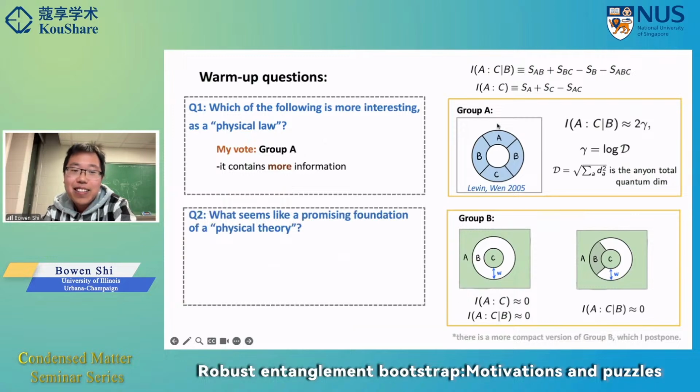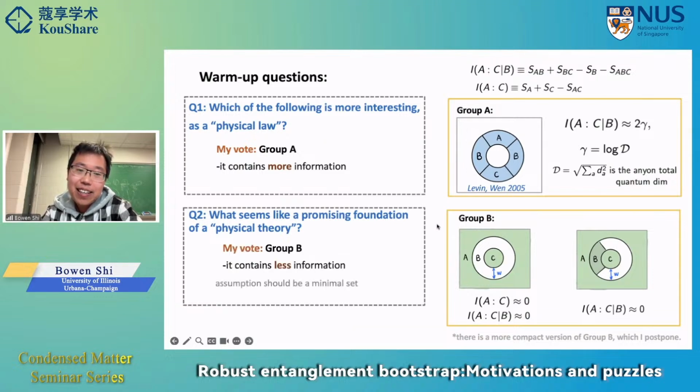But let me ask another question. Which one seems like a promising foundation of a physical theory? By physical theory, I mean we try to really develop our understanding, try to explain things. In that case, I would say I like group B better, for the same reason, because it contains less information. The idea is that if you don't have that information, the gamma term is not there. The equation gamma equal to log d is not in the starting point. That means you want to explain it, right? Suppose you can do that, then that's great. So I would say B is better. Any objections?